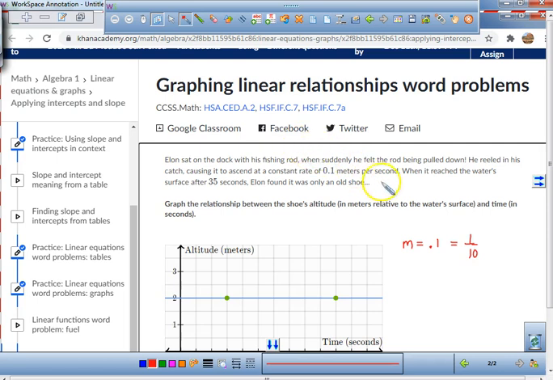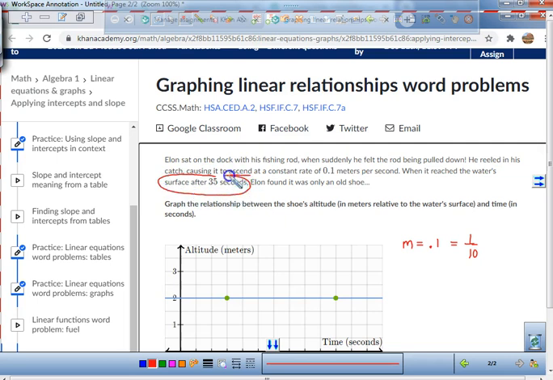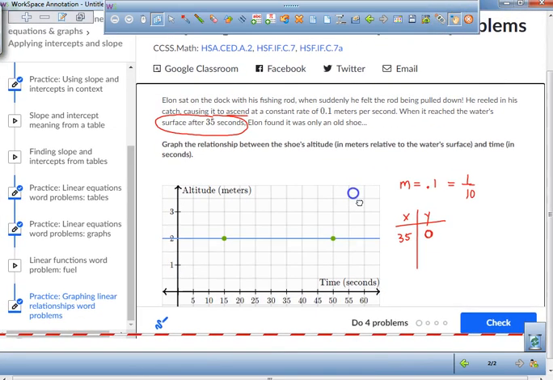And when it says ascend, I don't know if you guys know what ascend means, but it means that goes up. Descend means go down. Ascend means go up. When it reached the water's surface, after how long? Now, what is the water surface? The water surface actually refers to the height when it's 0. All right, so after what? 35 seconds, it reached the water's surface. So here we have seconds. Here we have altitude in meters.